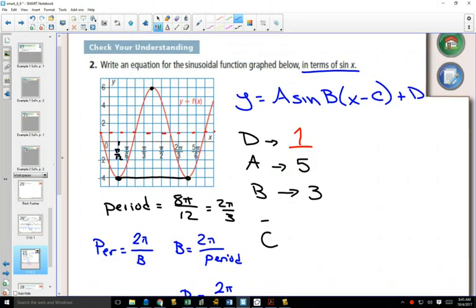So the D, the A, and the B are going to be the main things you're going to find to start with. Then after that, the C value, this is where you get a bunch of infinite answers. Question?